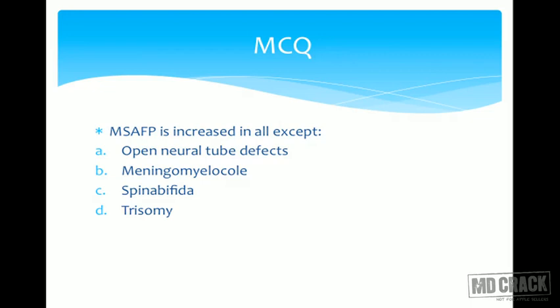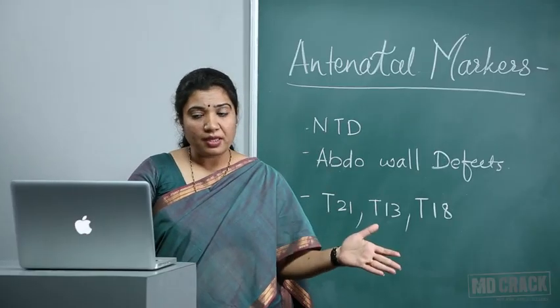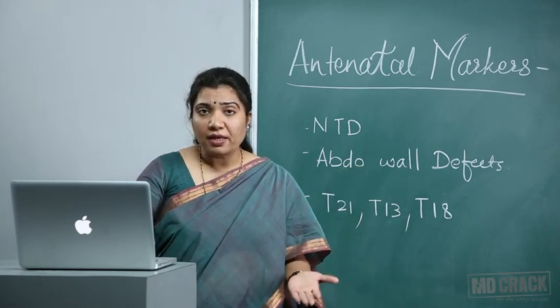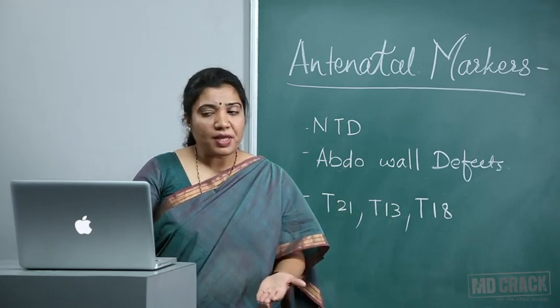So as I told you, the options are variable. Open neural tube defect, meningomyelocele, spina bifida and trisomy. So what will be the answer? The answer is trisomy, because in open neural tube defect the levels would be high. Meningomyelocele, again it's a neural tube defect, levels will be high. Spina bifida, NTD neural tube defect, levels would be high.